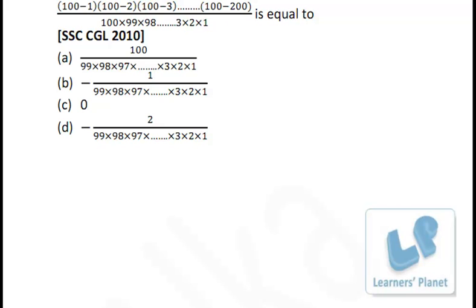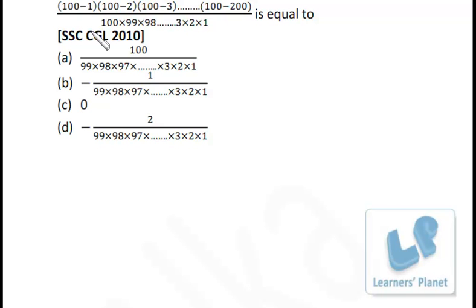Now these sort of very simple questions are also asked in exams. See, SSC CGL 2010 paper. Students just see the question and leave it because it looks like it involves heavy calculations, but it's not like that.